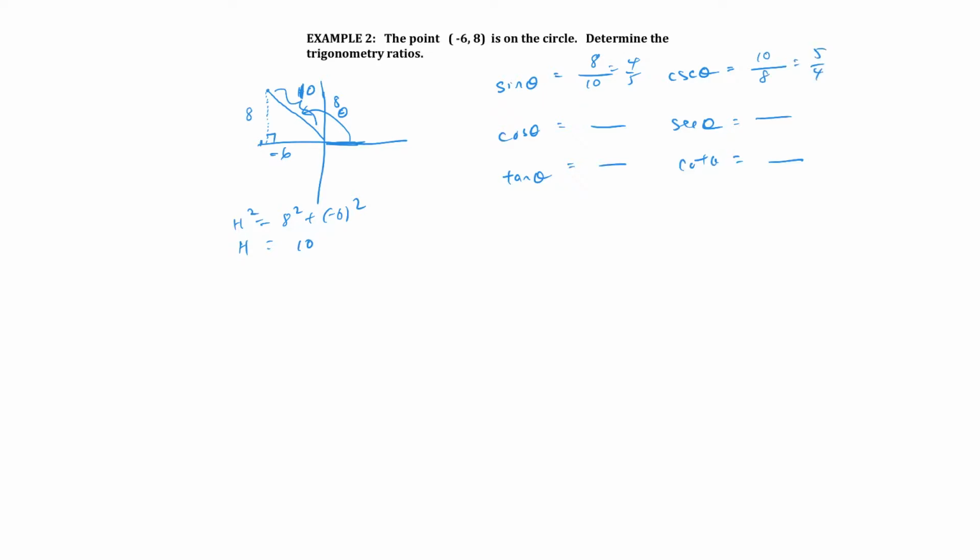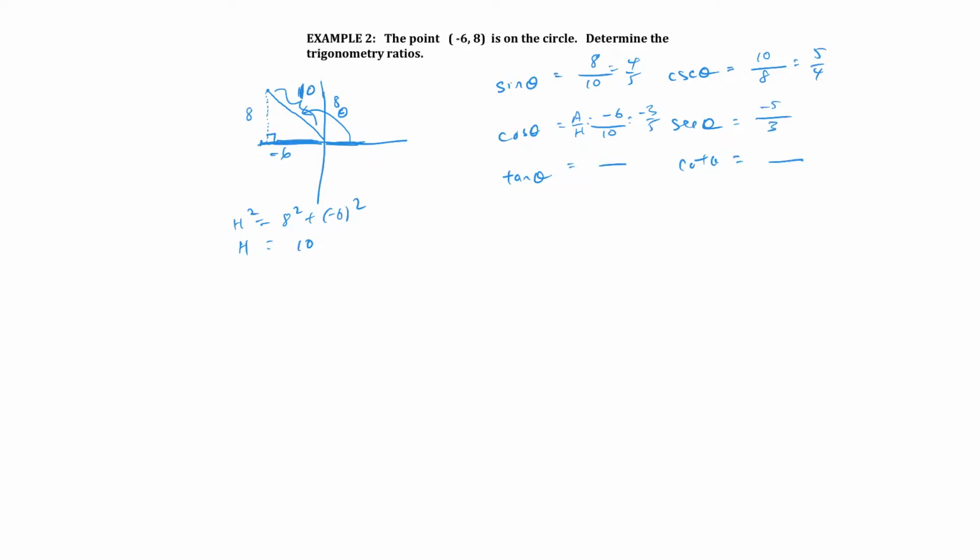Now cosine is what? Adjacent over hypotenuse. Now hypotenuse is always positive. The radius is always positive. But in this case, what's my adjacent? My adjacent is this way. But you notice here the adjacent is 6, but it's a negative 6. Negative 6, and therefore it becomes negative 3 over 5. And then therefore secant, which is the inverse, becomes negative 5 over 3.